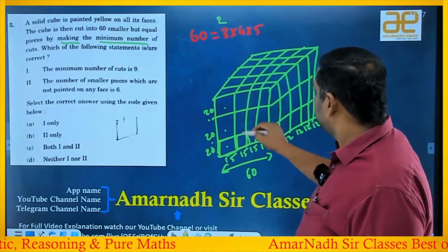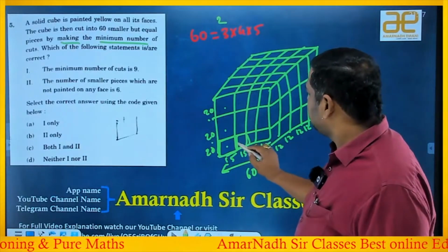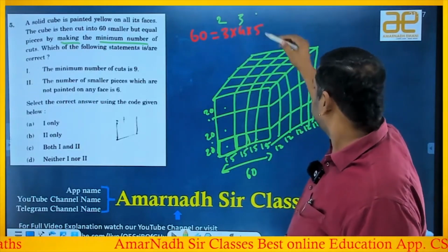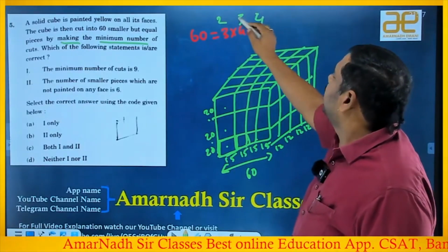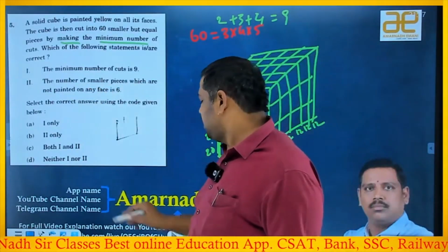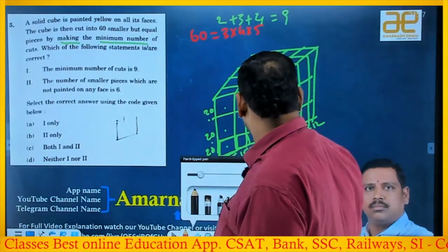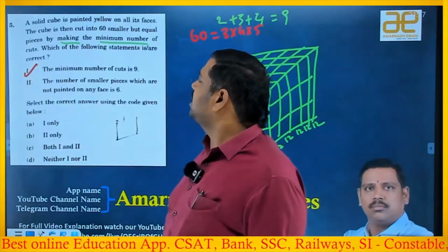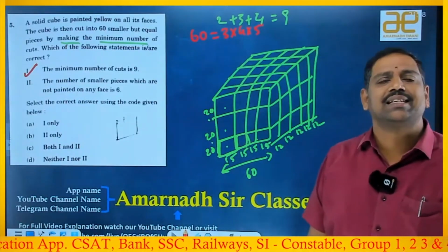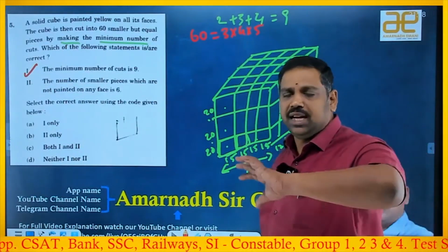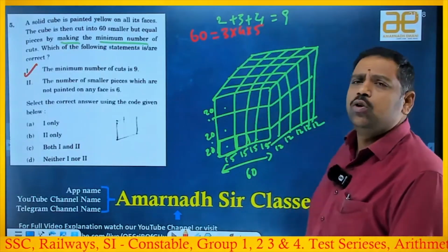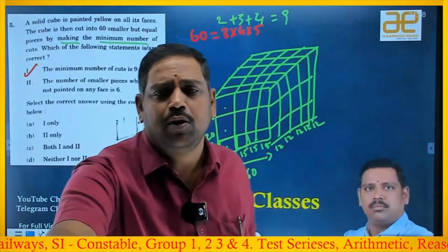This I made into 4 parts, right? 1, 2, 3, 4. For that I made only 3 cuts. How many cuts for 5 pieces? 4 cuts. Okay, 2 plus 3 plus 4, that is equal to 9, is the minimum number of cuts that I have to do. So the first one is a valid one. Second, the number of smaller pieces which are not painted on any of the faces is 6. Why? Because if you want no face painted, you have to take the middle ones, right?